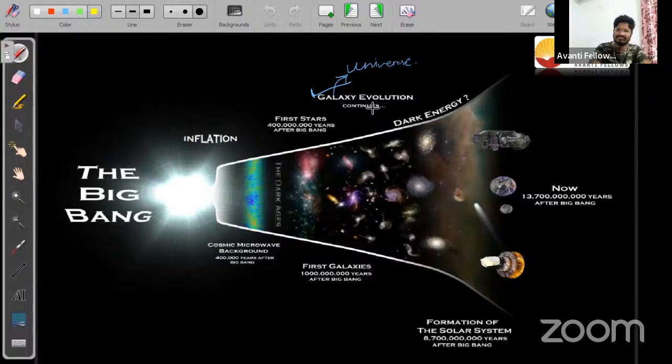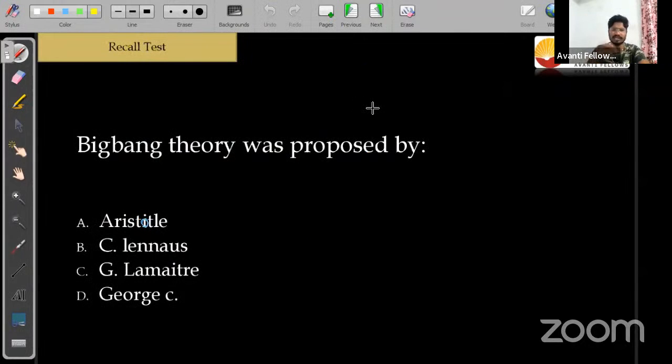Ignore that one, that is not really important. This is the question: Big Bang theory was proposed by. Just now I explained who proposed the Big Bang theory. I'm launching a poll for the question, and I hope you can answer it, because I have just explained it. Option A Aristotle, option B Carolus Linnaeus, option C G. Lemaitre, option D George C.